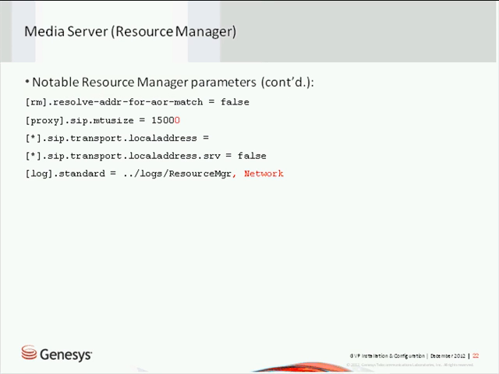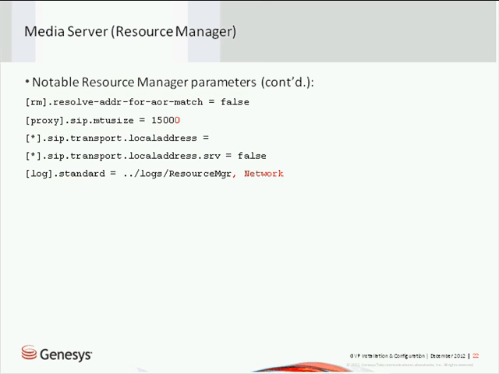A few other parameters to note. The resolve address for address of record matching. Basically, the resource manager will check the VIA header for an invite and try to match it to what it has in its logical resource group. If it matches, then it knows what to do with the call. For the most part, if you're using IPs in your VIA and IPs in your LRGs, then things are fine. But if your SIP server happens to send a host name, it will not match directly with the IP, in which case it won't know what's coming from that gateway. So you can change this to true if you want to avoid that.